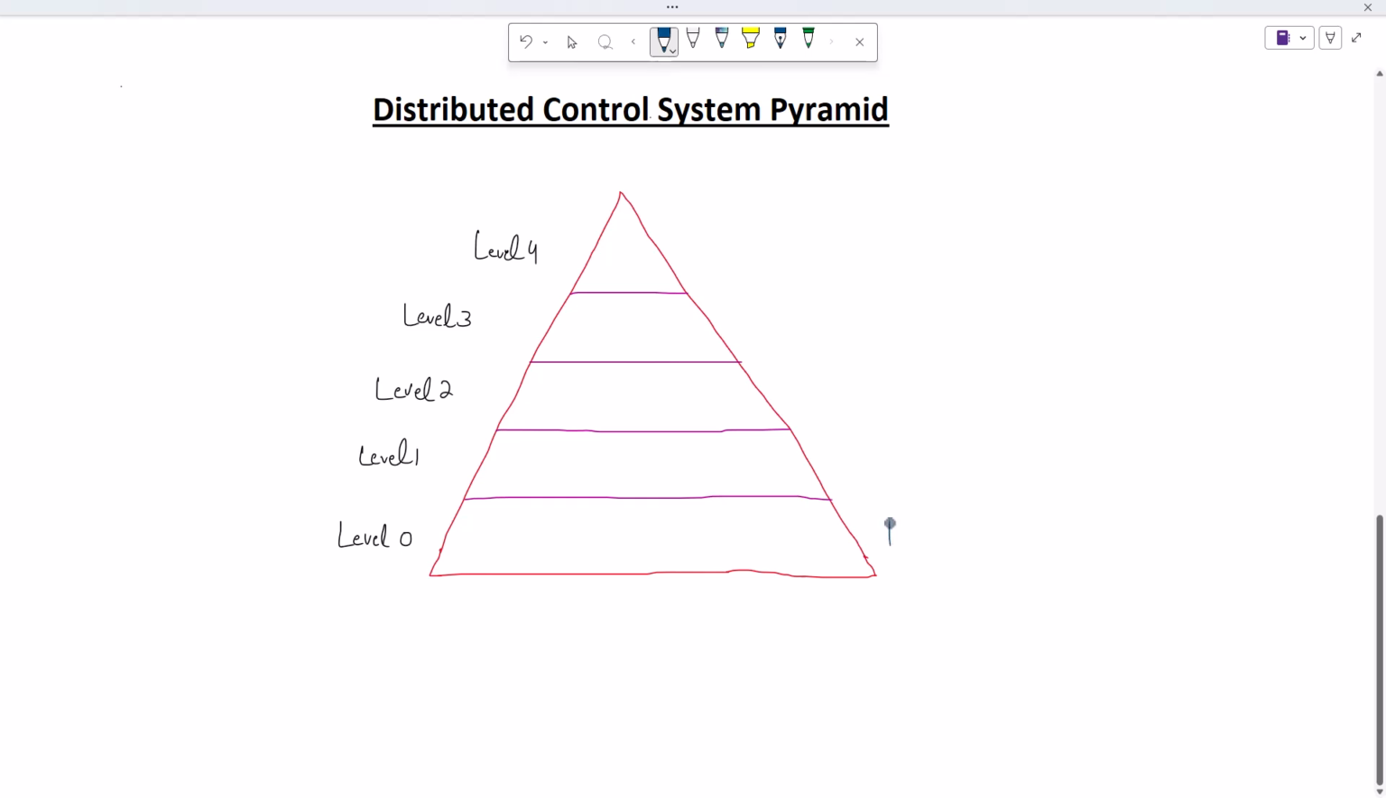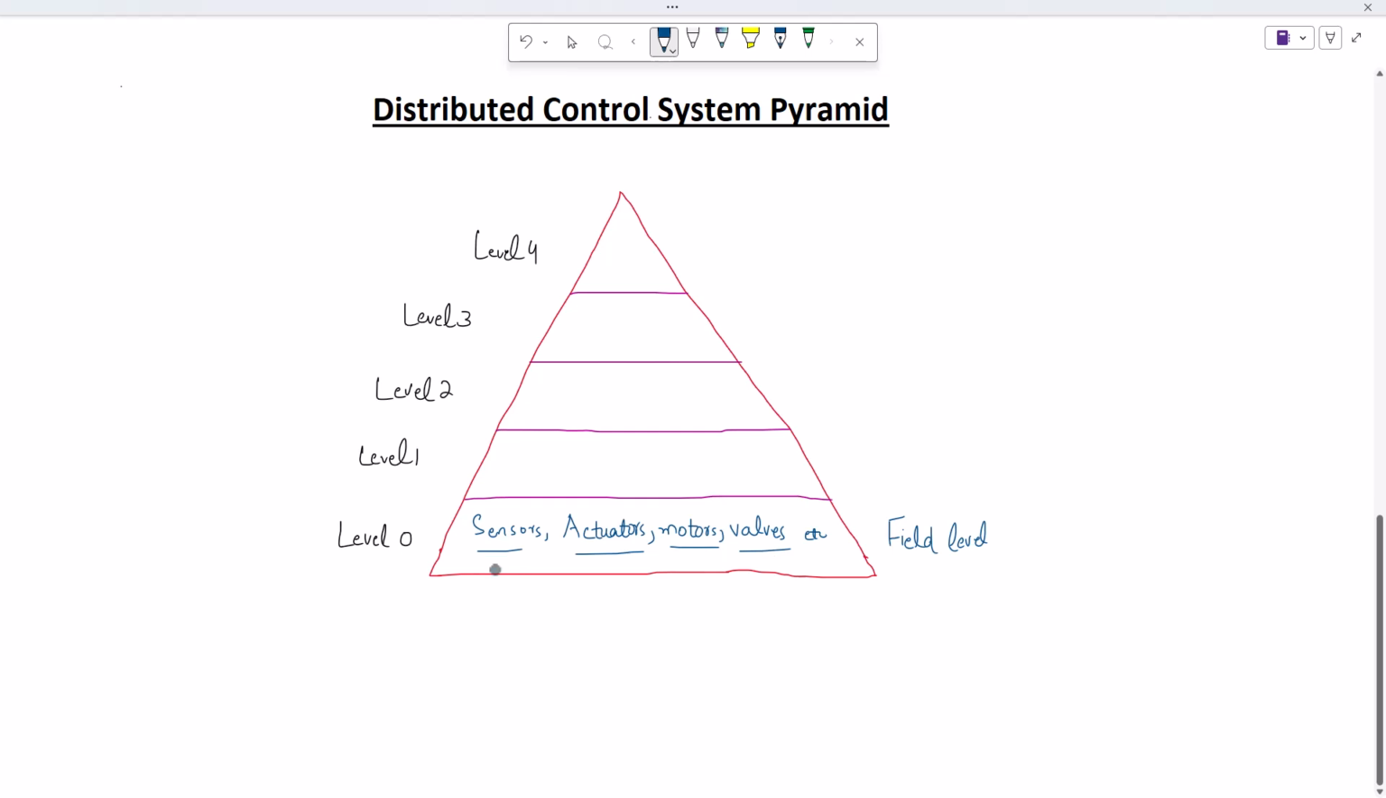We call the level 0 the field level, and this level contains all the sensors, actuators, and equipment that actually control the process and monitor the process. Sensors, actuators, electrical motors, various valves. These are the devices which actually implement the process, monitor the process, and execute the process. So the field level contains all those devices that directly interact with the process.